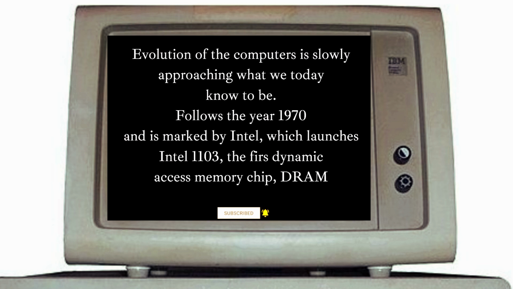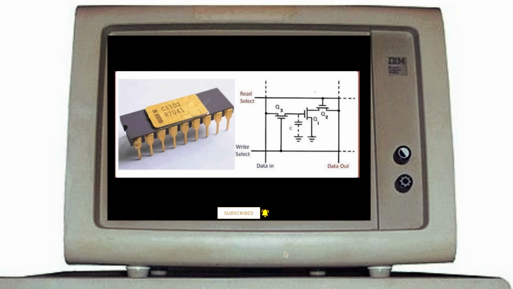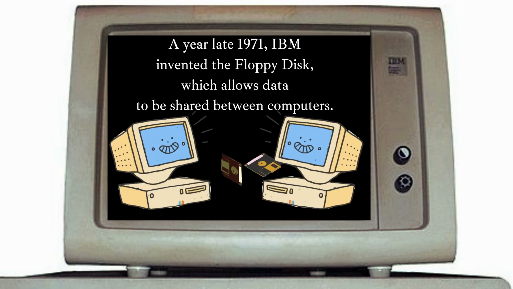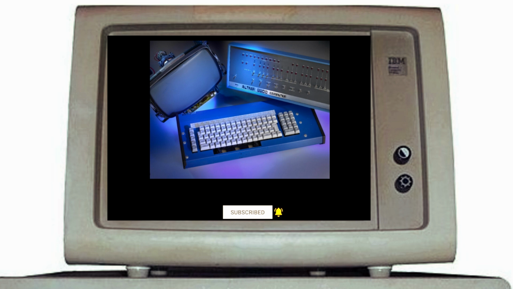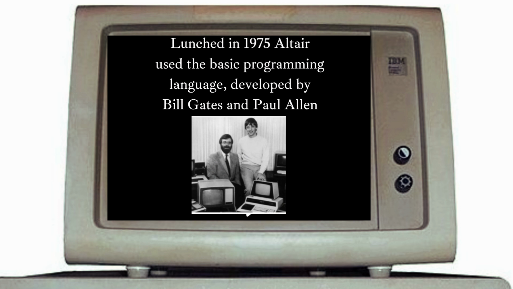The evolution of computers is slowly approaching what we know today. The year 1970 is marked by Intel, which launched the Intel 1103, the first dynamic random access memory chip, DRAM. A year later, in 1971, IBM invented the floppy disk, which allows data to be shared between computers. 1975, Altair 8800 microcomputer. Launched in 1975, the Altair used the BASIC programming language developed by Bill Gates and Paul Allen.